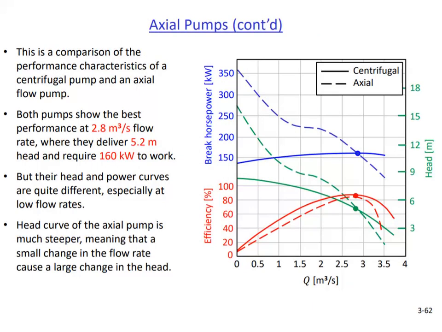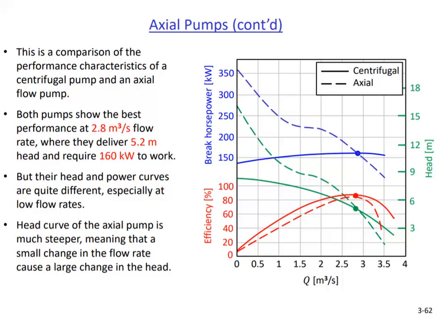This figure, taken from Munson's book, compares how the head, efficiency, and power curves of centrifugal and axial pumps differ. Solid curves are for a centrifugal pump and dashed ones are for an axial one. Both pumps can provide a maximum efficiency of about 85% at a flow rate of 2.8 meter cube per second. While doing this, they both deliver a head of about 5 meters. They are quite comparable in this sense. Their efficiency curves, the red ones, look similar.